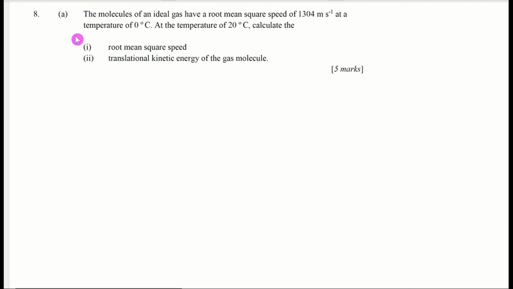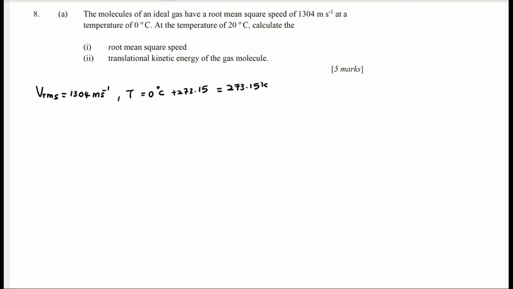Alright, so now let's discuss question 8A. So the molecules of an ideal gas have a root mean square speed. So let's take out the information given. Okay, so we're going to have VRMS 1304 meter per second at temperature T is equal to 0 degrees Celsius. So if you change to Kelvin, plus 273.15. So temperature is 273.15 Kelvin.